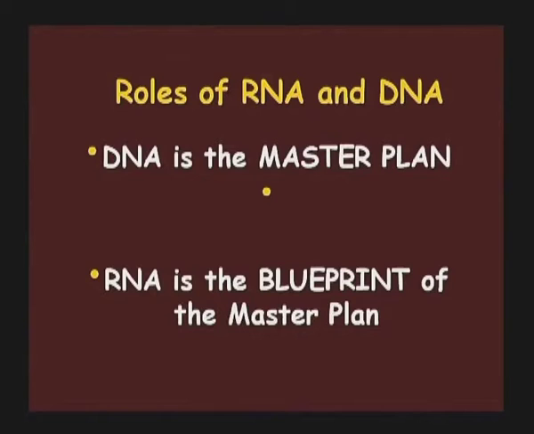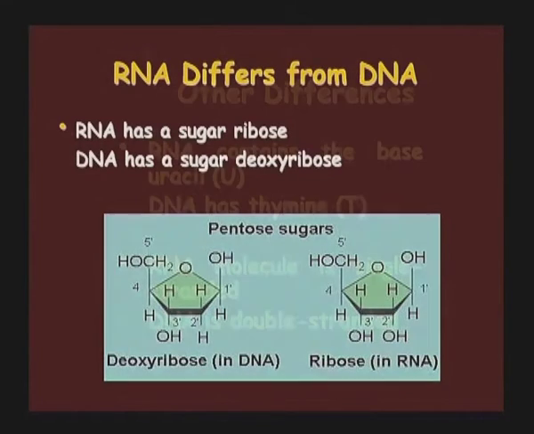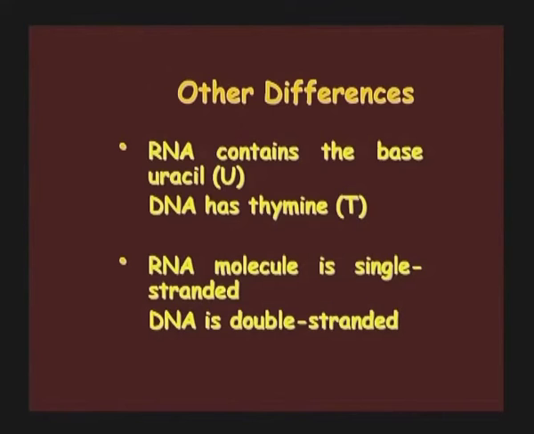RNA has a very important role in protein synthesis. DNA is the master plan and RNA is the blueprint of this master plan. This blueprint is decoded, and this process is known as translation. RNA differs from DNA in the sense that RNA has the sugar ribose, whereas DNA has the sugar deoxyribose, as shown in this figure. The other difference is that RNA contains the base uracil and DNA has thymine. So instead of T, the RNA will have the alphabet U, and the RNA molecule is single stranded and DNA is double stranded, as we all know.